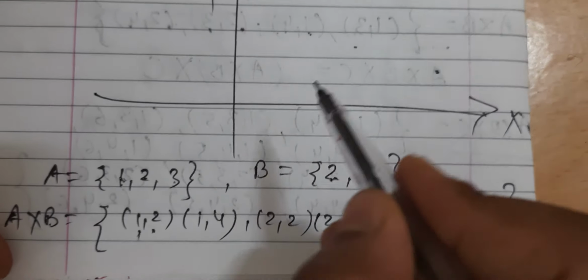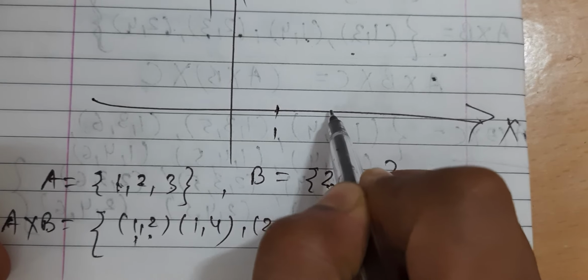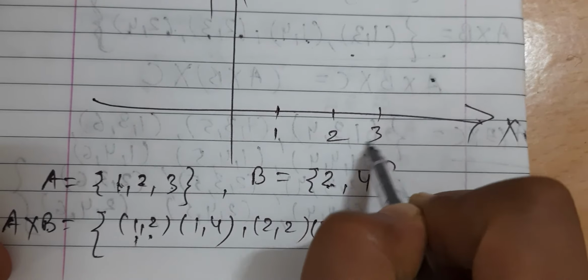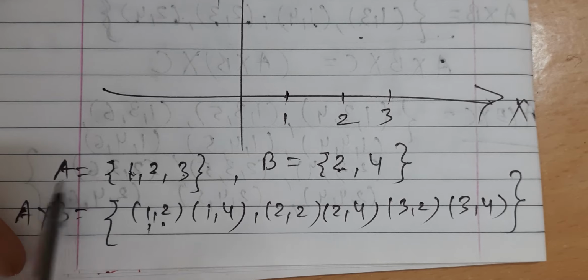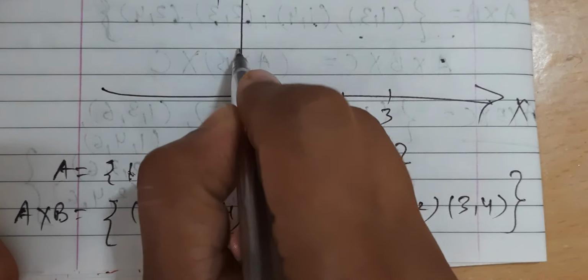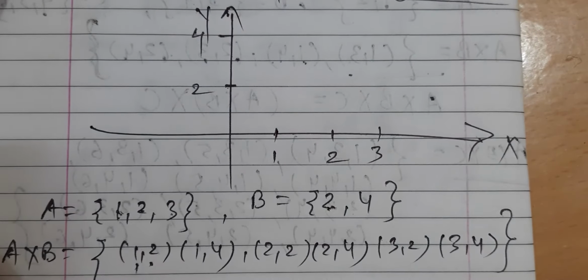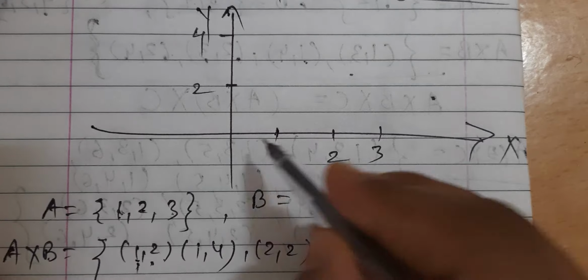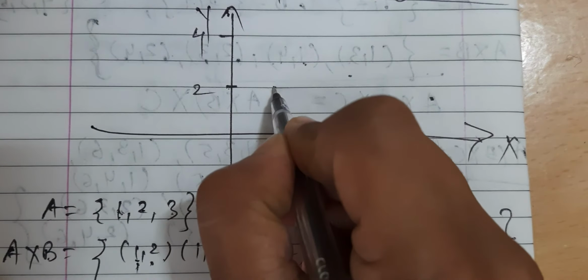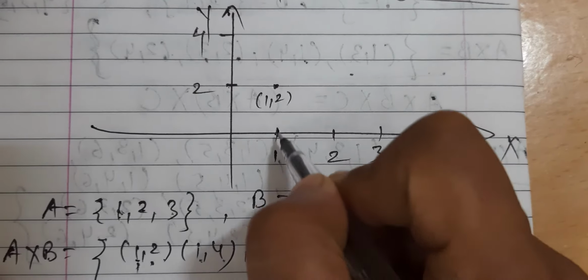So the first element is 1. So here we have 1, 2 and 3. Set A has only 3 elements, so 3. In set B we have only 2 elements, so this is 2 and 4. So the first pair is 1 comma 2, so this is 1 and 2, so this point represents 1 comma 2. The next is 1 comma 4, this is 1 and this is 4.